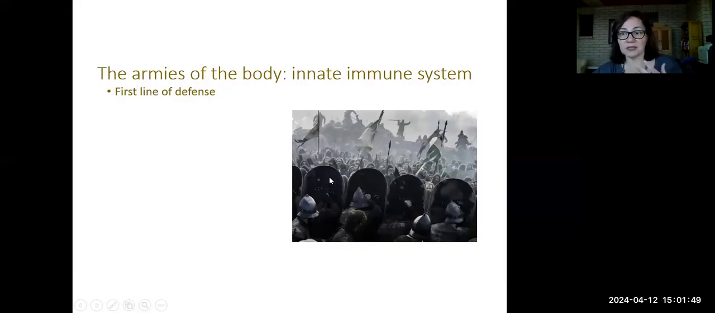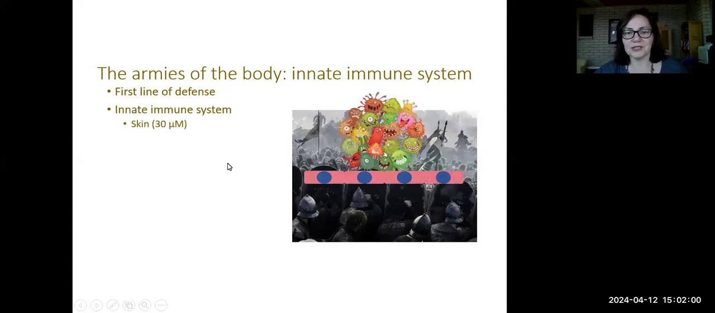But we have some defenses, and that first line of defense, here we are with our soldiers defending ourselves. The hordes trying to come in are here. The first line of defense is part of this innate immune system we're born with, represented here. These are the representing cells of our skin, and it's keeping all of these microbes at bay.